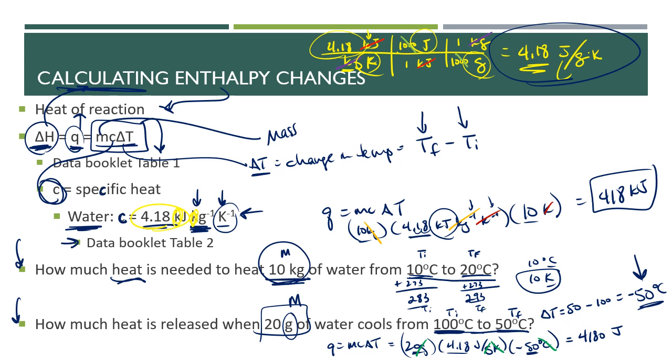4,180 joules is released, which means that that negative right there tells us that that energy is being released and not absorbed. If you don't love joules, you can go ahead and convert back to kilojoules by dividing by 1,000. Negative 4.18 kilojoules is that change in enthalpy. 4,180 joules of energy is released when that water cools off. Good?